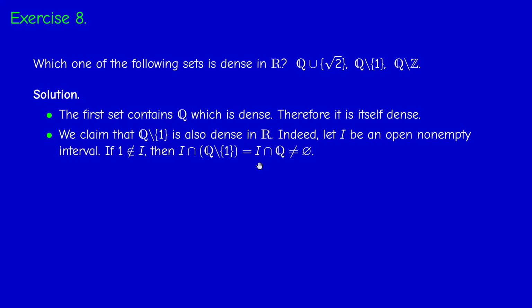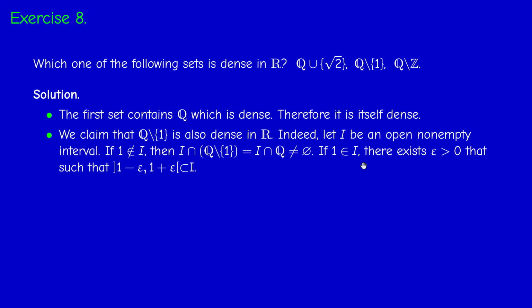And there's another way to prove that. You take an element; of course, this is contained in that, and conversely, if you take an element X here, then X is in I, but if it's in I, it cannot be equal to 1, because 1 is not in I. So the element X is in Q without 1. Very easy. So if 1 is not in I, then this interval meets Q without 1. This is the first case.